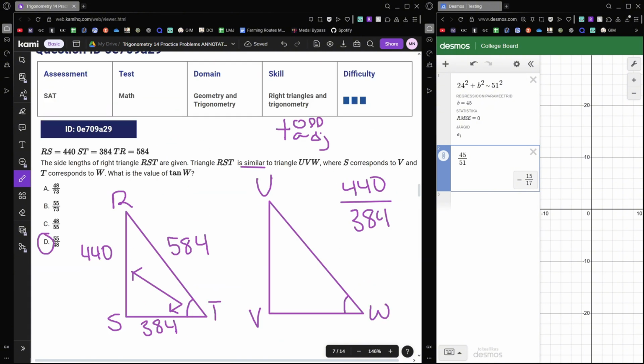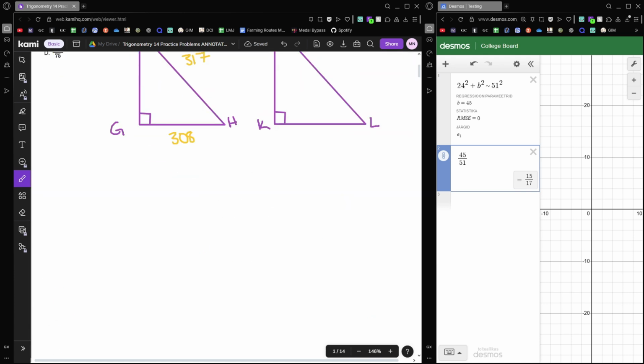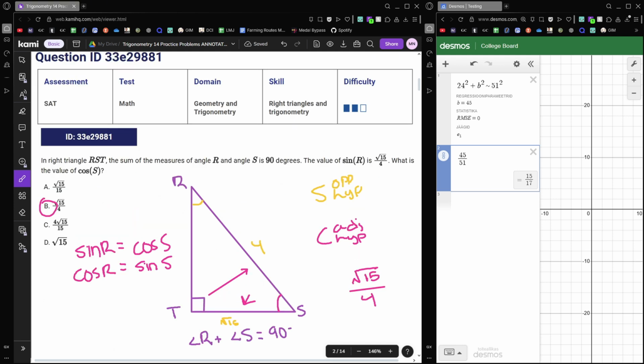Other than that, you should also remember that corresponding angles will be equivalent to each other, and that means that their trigonometric ratios will also be equivalent to each other. And then one last thing is that right here, whenever two angles are complementary, which means that they add up to be 90 degrees, the sine of one angle will be equal to the cosine of the other angle.